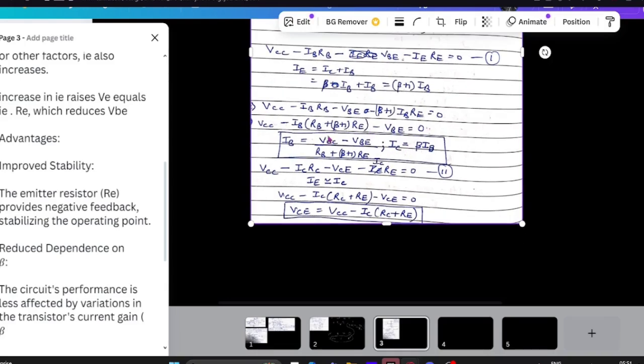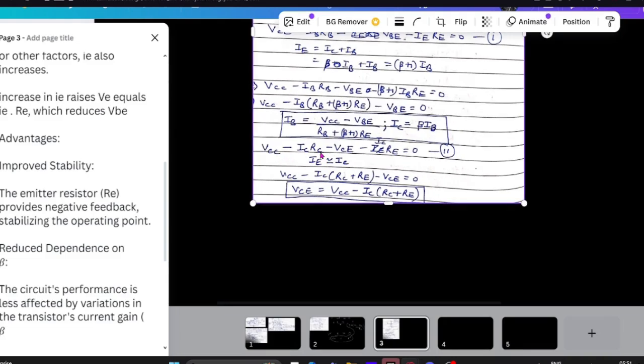Now, this is nothing new. This has only been derived from this equation to write here: VCC minus ICRC minus VCE minus ICRE equals 0.